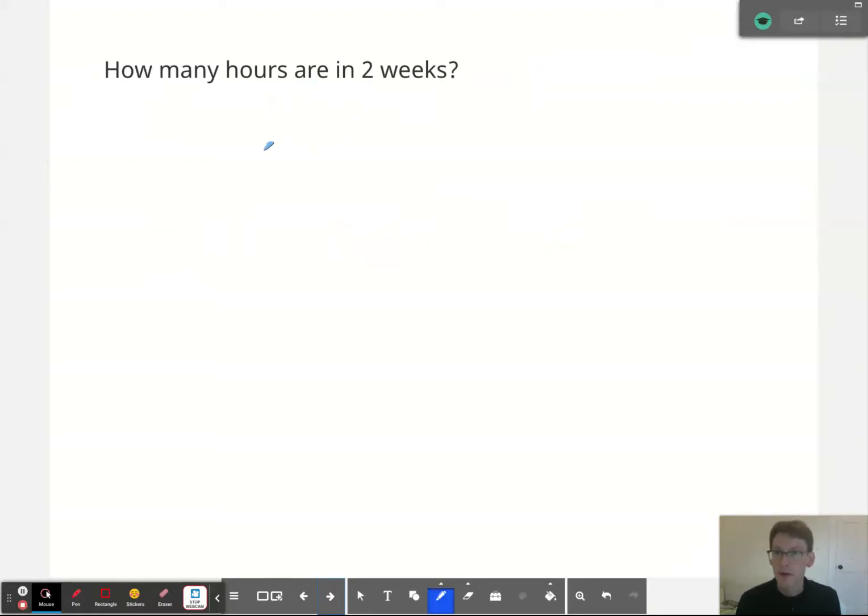So how many hours are in 2 weeks? This is another problem. If I know that we have 2 weeks, that is our starting measurement. I'm going to abbreviate week as WK. And I know that 1 week is equal to 7 days, and that 24 hours are equal to 1 day. So now I'm actually going to have to use two conversion factors because I don't know how many hours there are in a week, but I do know how many hours there are in a day and how many days there are in a week.